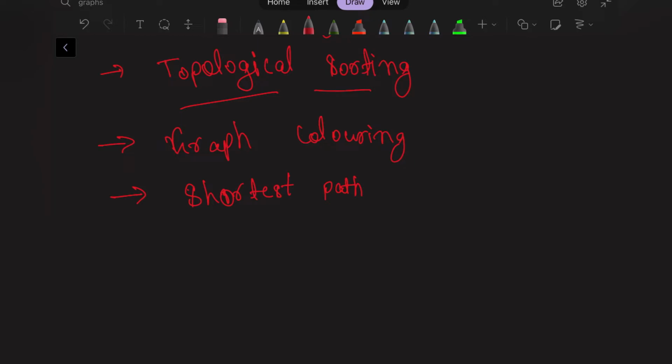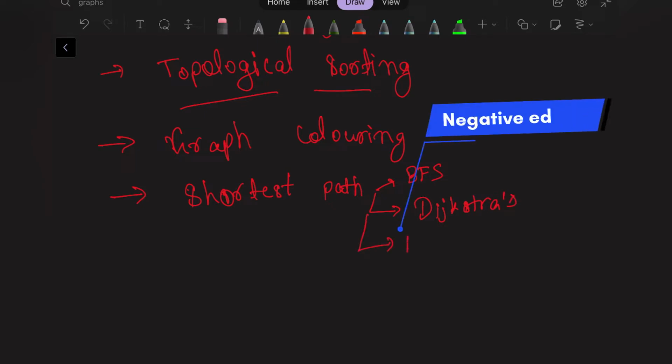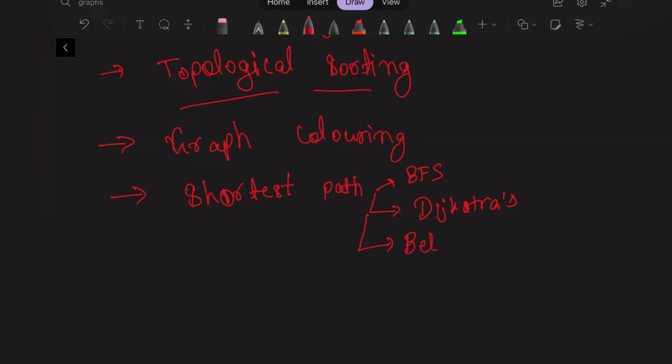We are going to discuss three types of shortest path, like using BFS. Then after that, we have weighted graph using Dijkstra. Then after that, we have non-negative path that we are going to use with Bellman-Ford. Maybe I'm not wrong, it's Bellman-Ford. Then after that, we are going to discuss all pair shortest path also.